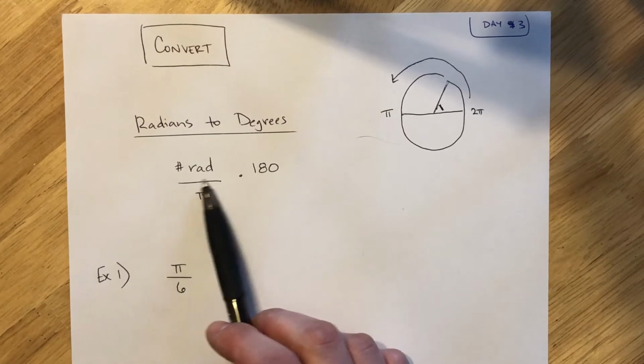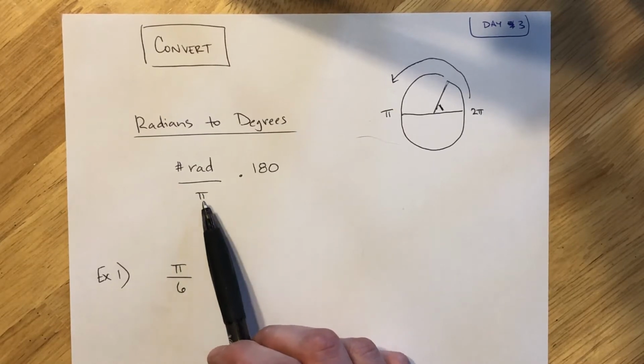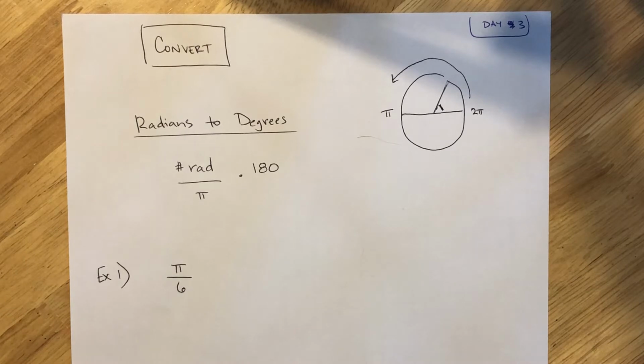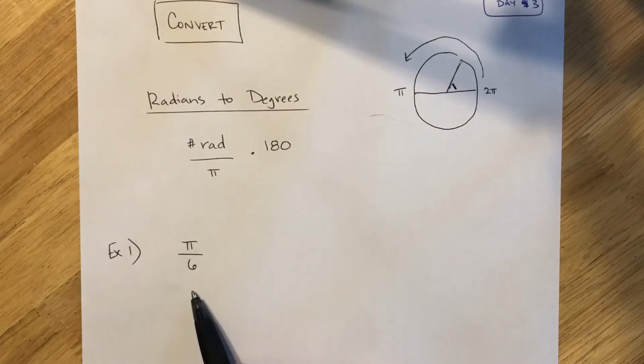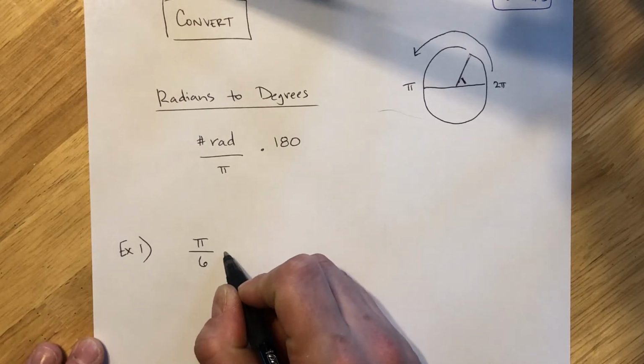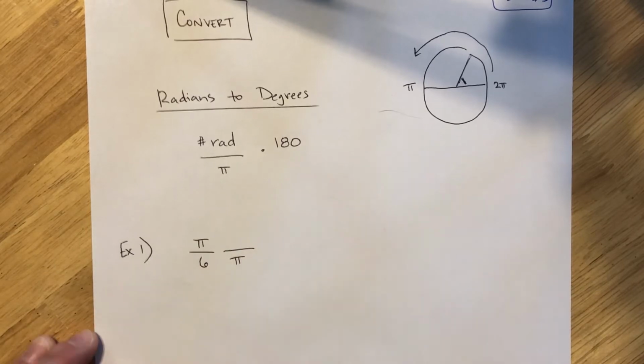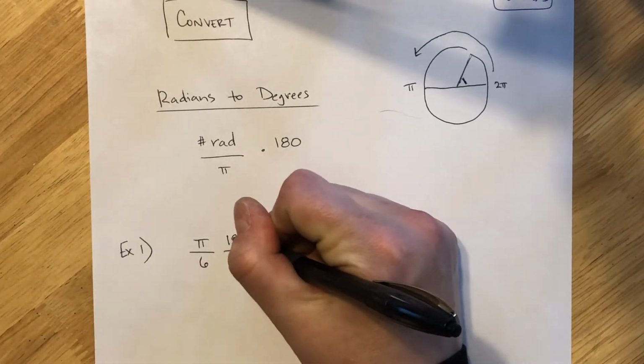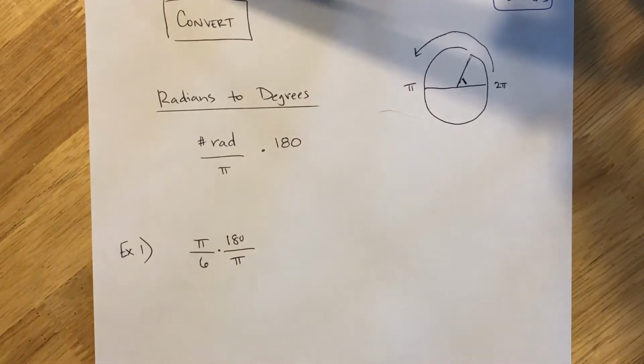We're going to take our radian measure and divide the pi out of it, because we want to remove pi, and then multiply by 180 degrees, because every 1 pi is the same as 180 degrees. In example 1, we're looking at the radian measure pi over 6. When we divide by pi, we put pi on the bottom of this conversion factor, and then multiply by 180. So this is not a proportion, this is a multiplication.